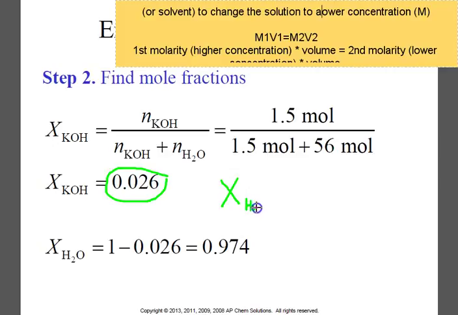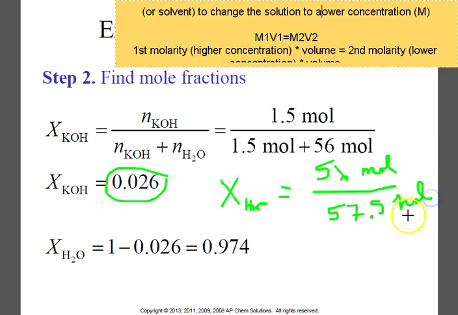So the mole fraction of water is going to be moles of water, which is 56 moles, over your total moles, which was 57.5 from the water and the KOH. And then, of course, your moles cancel. If you divide those two, you should get something really close to this 0.974.